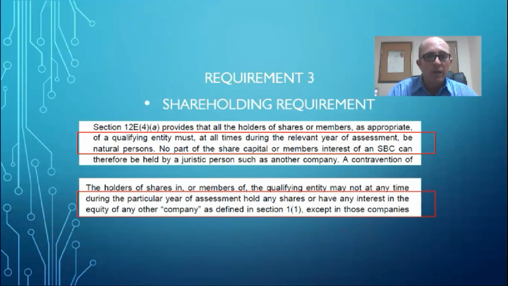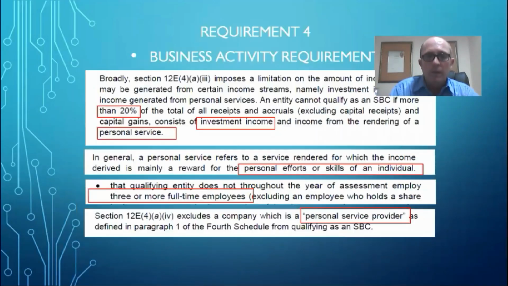And the next one, they said the holders of shares or members of the qualifying entity might not at any time during the particular year of assessment hold any shares or have any interest in the equity of another company as defined in Section 1. So you must be careful here as well. They say that if I am an owner of one company and I have shareholding in another company as well, there's a couple of small exceptions. It might be a good idea to look through that guide as well that I'm going to give you. But if you own two companies, then you can't qualify for this. So that's one thing that you have to be very, very careful for over here.